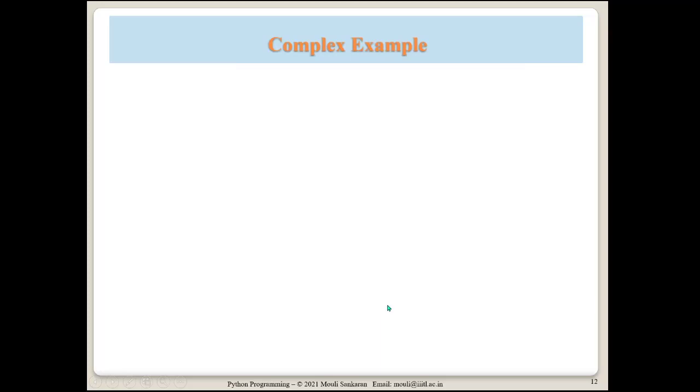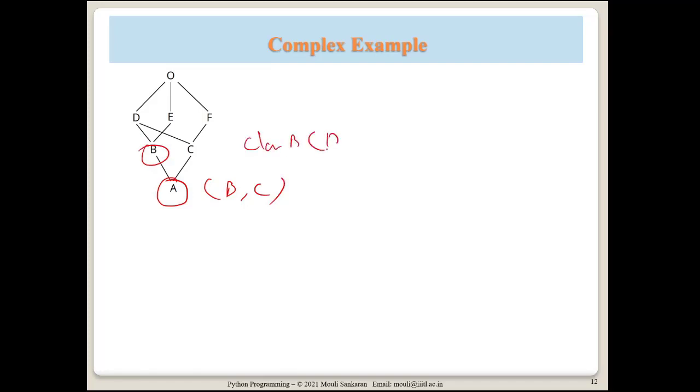Now, one more complex example will make all your understanding clear. Please pay attention to this. Class A is here. It is inherited from B and C in the same order. Okay, I am going to say B comma C. Then class B has been inherited from D, E, and class C is inherited from D, F. I'm sorry, B is only D, E, not F. Okay, D comma E only. B is inherited from D and E only. C is inherited from D and F only. And D is from O, E is from O, F is from O. So nothing beyond that. Okay.